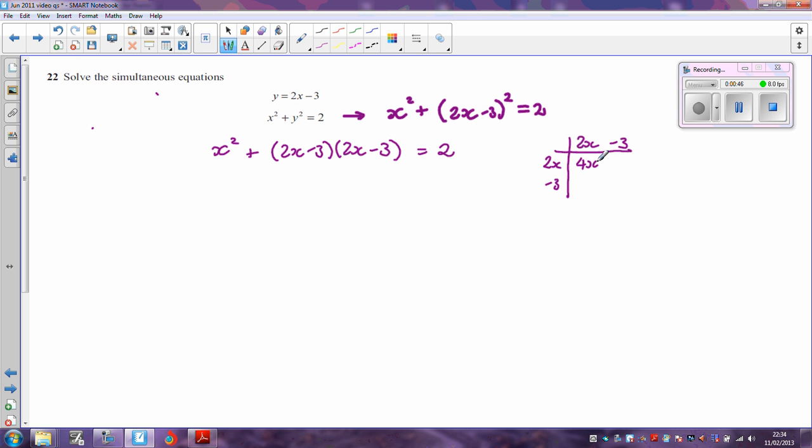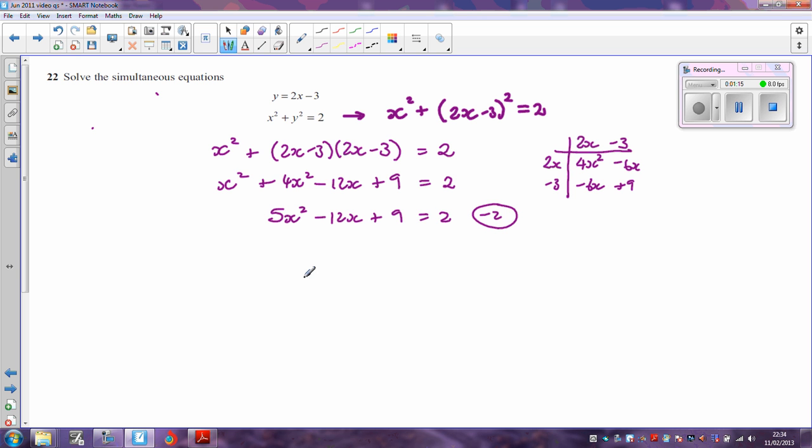When I multiply these together, 4x squared, here minus 6x, I've got another minus 6x here, and then plus 9. And if you simplify that, that's going to give you 4x squared minus 12x plus 9, and that's equal to 2. If I simplify the left-hand side, I've got 5x squared minus 12x plus 9 is equal to 2. And I can see that's a quadratic equation, so I'm going to subtract that 2 from both sides. And I've now got 5x squared minus 12x, and then 9 take away 2 is just 7, and that equals 0.